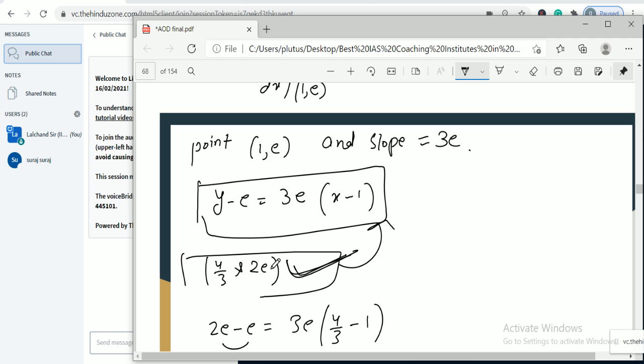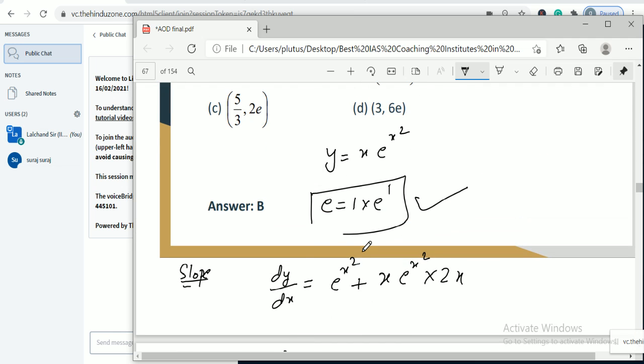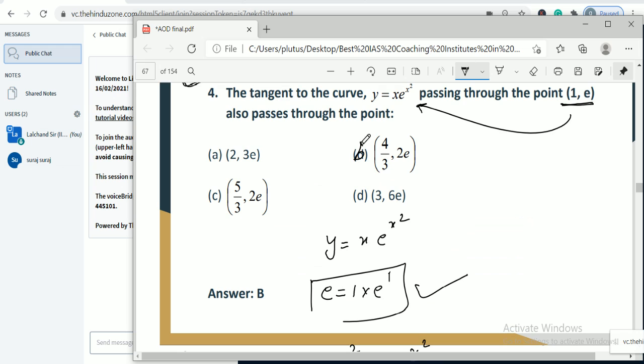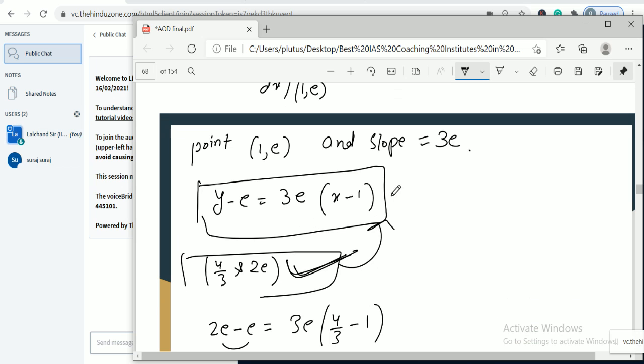So verification is quite simple after writing the equation of tangent. If you need to find this particular point, you basically need to verify each point after writing this equation of tangent. This is the equation of tangent.